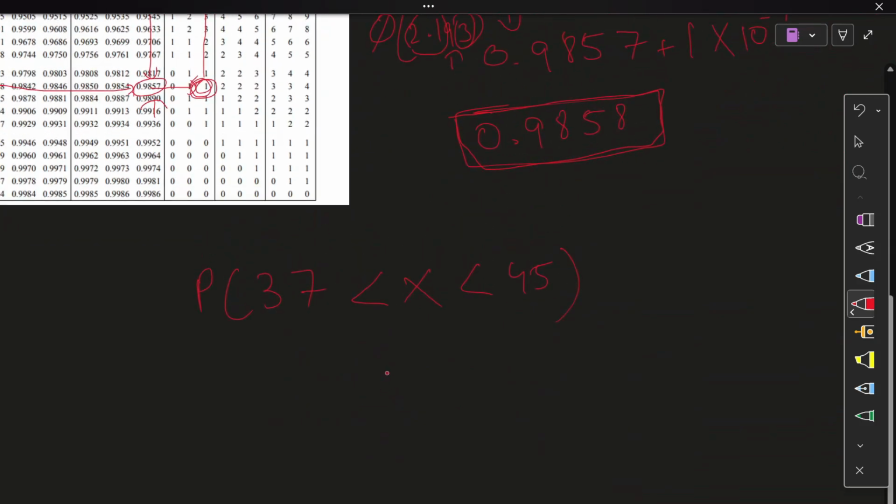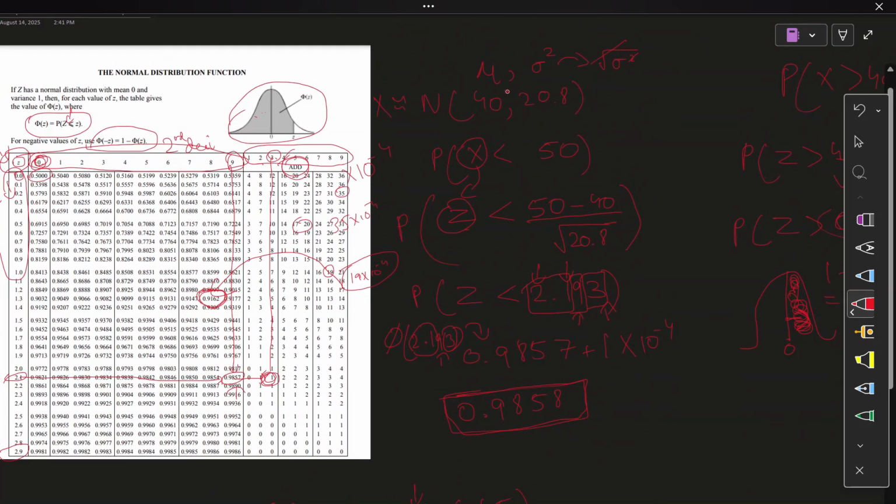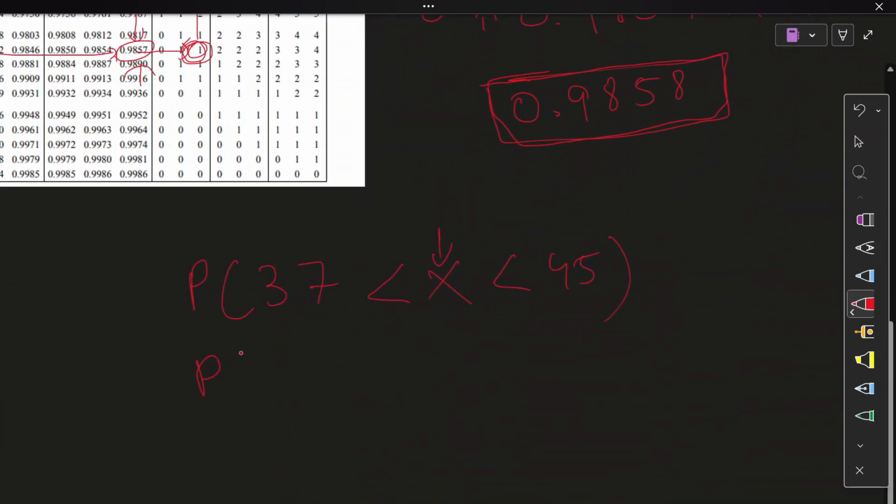Okay, so we need to find the probability of a non-ideal variable x, which is less than 45 and greater than 37. Okay, so first idealize it. We know that the mean was 40 and the variance is 20.8. Okay, so 37. How to standardize it? How to idealize it? Minus the mean divided by the standard deviation. That's 20.8. Now, as it is being idealized, it is no longer x, it is now z, right?